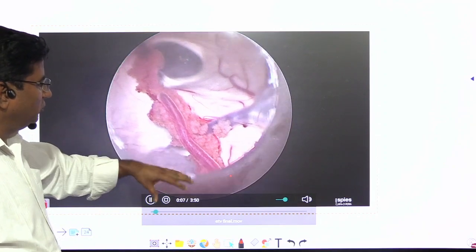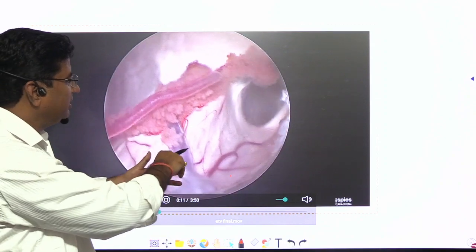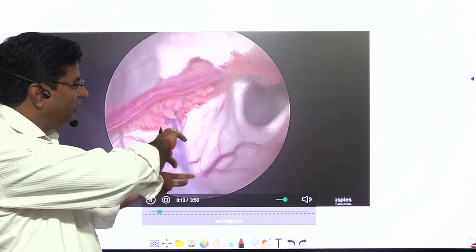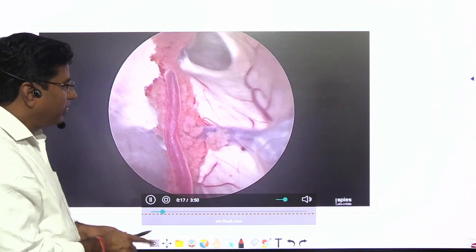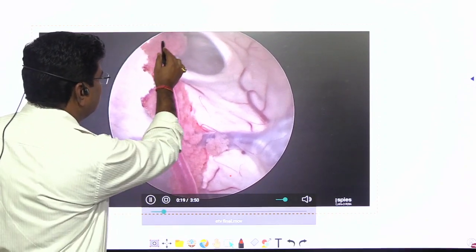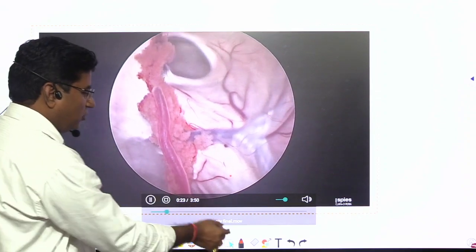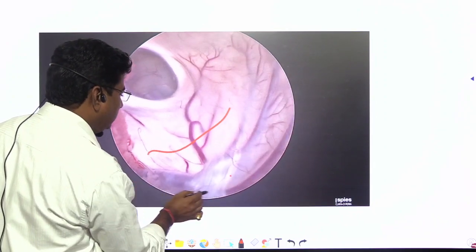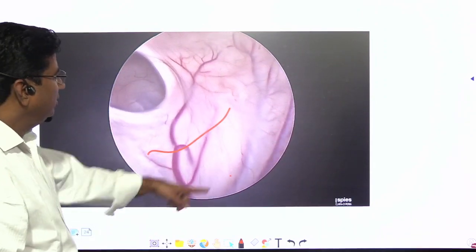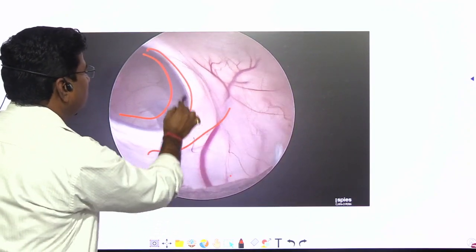Negotiate the endoscope through the sheath, and first you fix the camera and sheath by rotating and locking it. After locking, you observe the choroid plexus. You are well aware of the choroid plexus. This is the septal vein and the thalamostriate vein, and this is the foramen of Monro. This is the crus. This is the fornix.